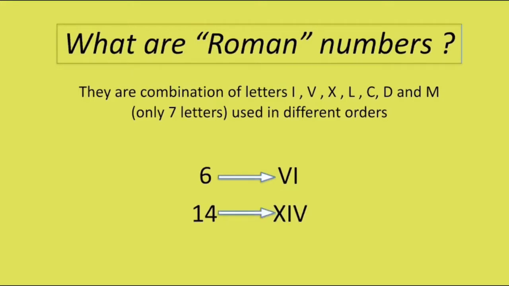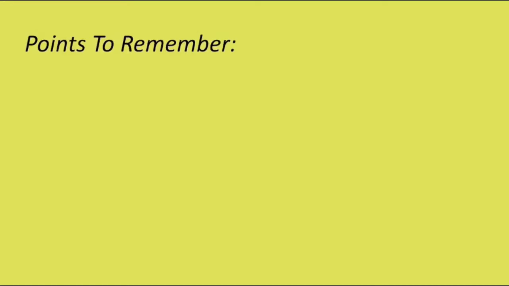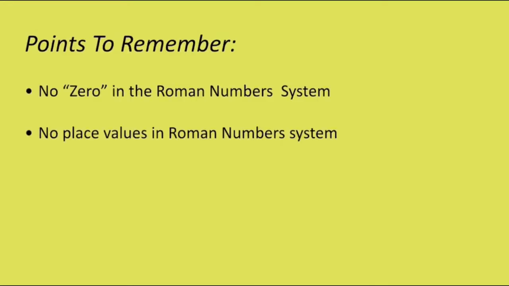Here you are seeing 6 can be written as VI and 14 we can write as XIV. These symbols you will usually observe in clocks and for writing class numbers. Remember students, in the Roman number system there is no zero and no place values.